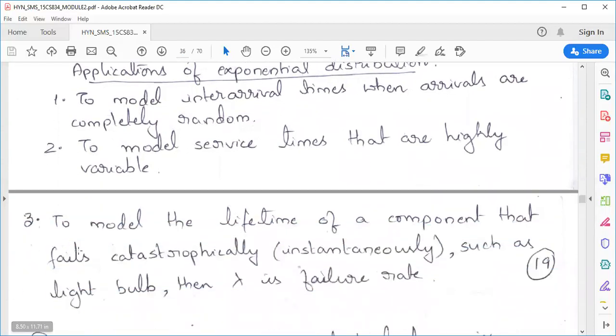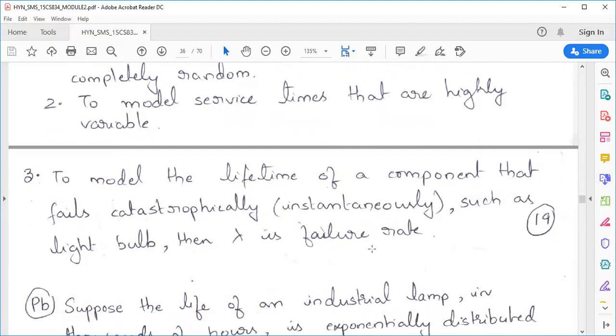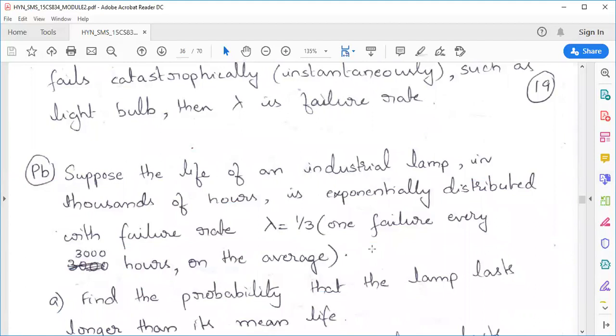It is also used to model the lifetime of a component that fails catastrophically, that fails instantaneously, such as a light bulb, where lambda is the failure rate. So these are the three different types of application. If I take a light bulb, it will fail, that means it will not work after a period of time. So to model the lifetime of such components which keep on failing, we make use of exponential distribution. Moving on to the problems.